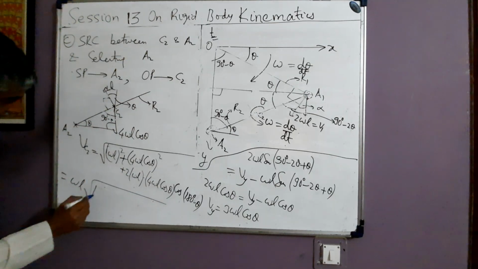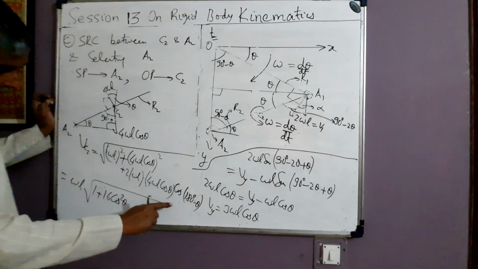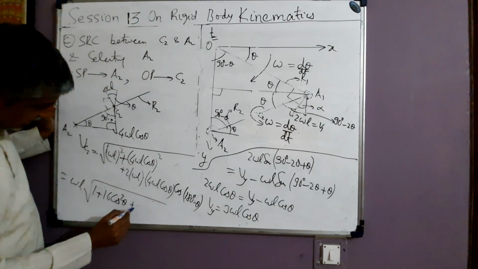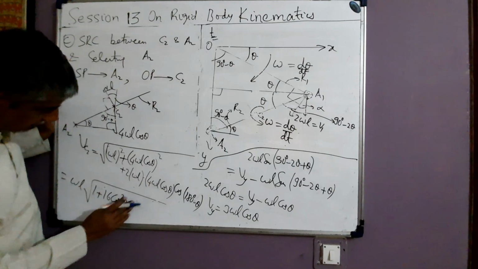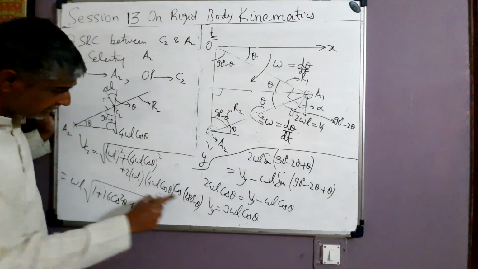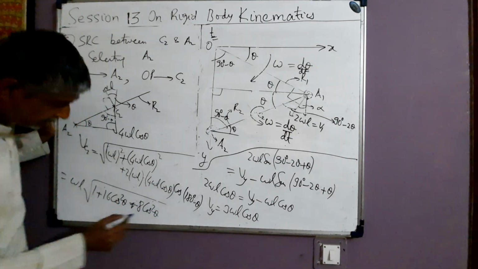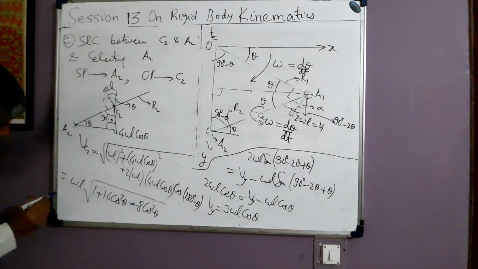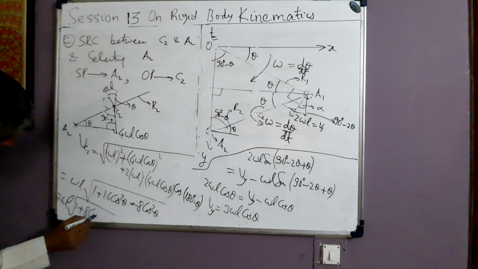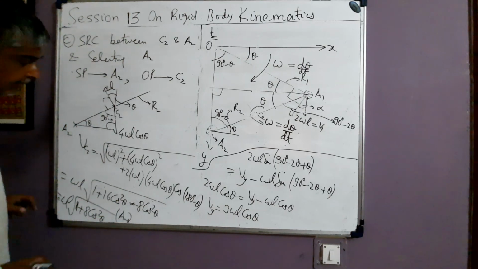It becomes 1 plus 16 cos square theta. And here this becomes minus cos theta, and becomes how much? 8. Cos 180 minus theta is minus cos theta, and this is cos theta, minus 8 cos square theta. So the same answer I obtained again: omega L root 1 plus 8 cos square theta. This is the answer by method 3.